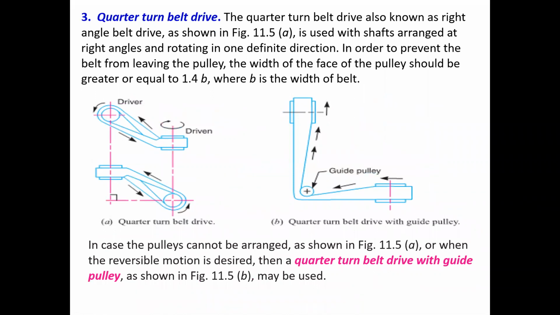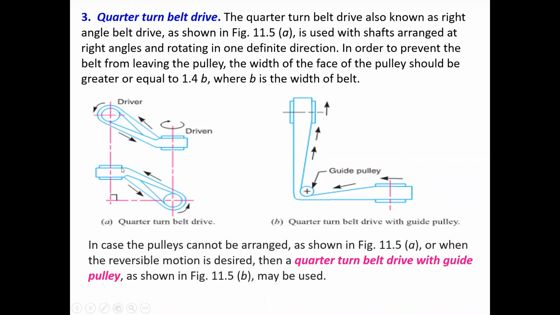So how do we arrange the quarter turn? That depends upon the space diagram. You will observe that when we transmit the motion this way, there is an L type of motion. This type of motion is used with guide pulleys, as in another figure, the quarter turn belt drive.